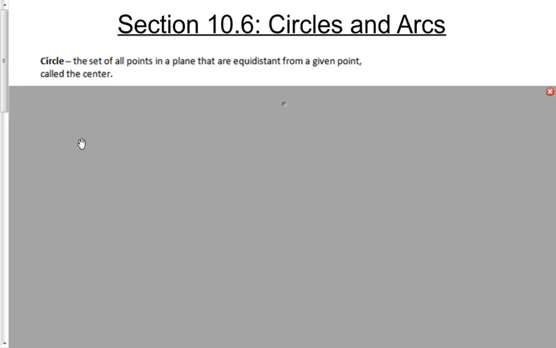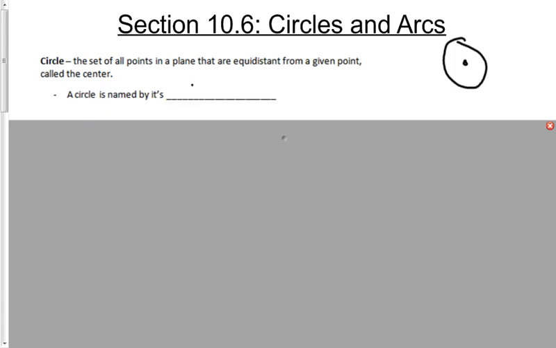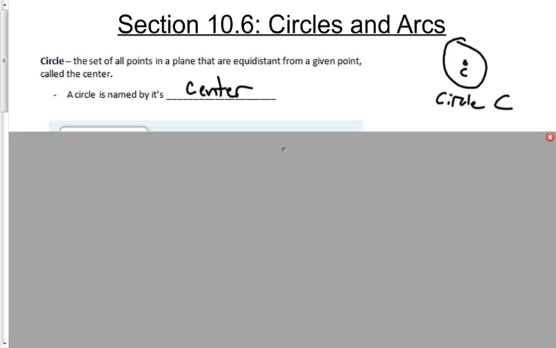A circle is basically the set of all points in a plane that are equidistant from a given point, called the center. So if you have your center, I don't know if you ever thought about this, but every point on the circle is exactly the same distance away. Obviously, if you draw a better circle than that. A circle is named by its center, so that's important. Whatever the point in the center is, that's what the circle would be named. So if this is C, this is circle C.